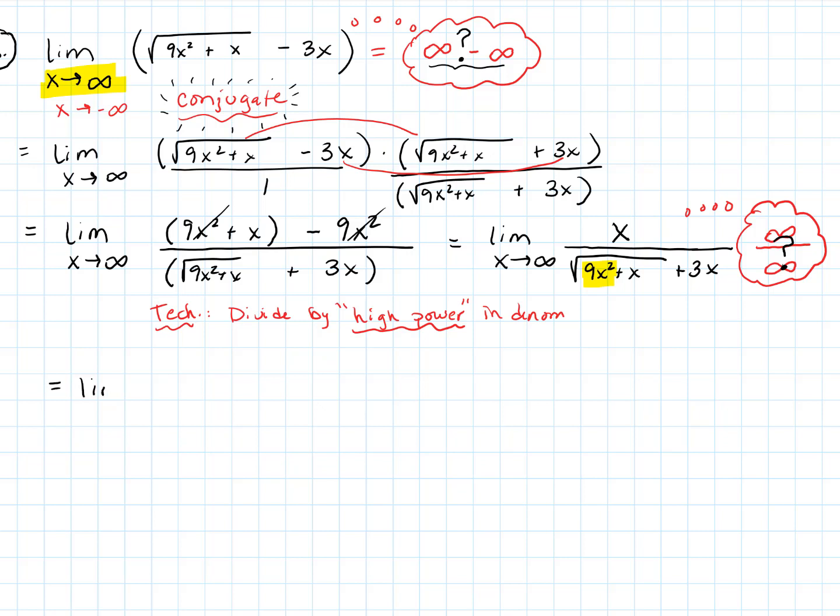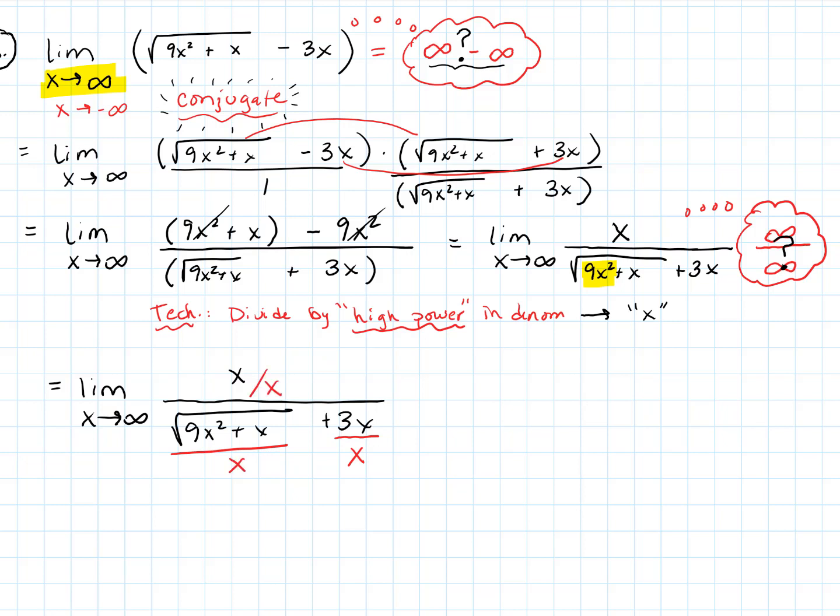I'm going to write this so I have some space. The highest power in the denominator is going to be x, and I'll put that in quotes right there. So I'm going to take x and the square root of 9x squared plus x plus 3x, and I'm going to divide everything by x. We'll have to be a little bit careful, but I'm going to divide every term by x. Another way to think of that is I basically multiplied the top and the bottom by 1 over x, and then I distributed.